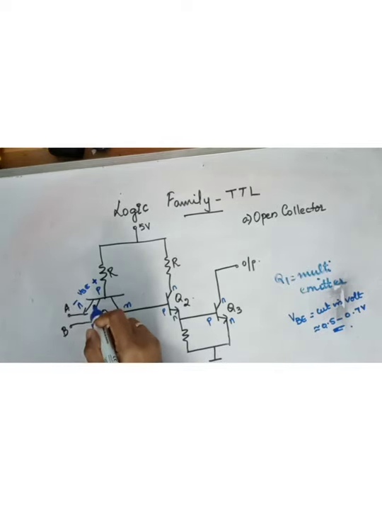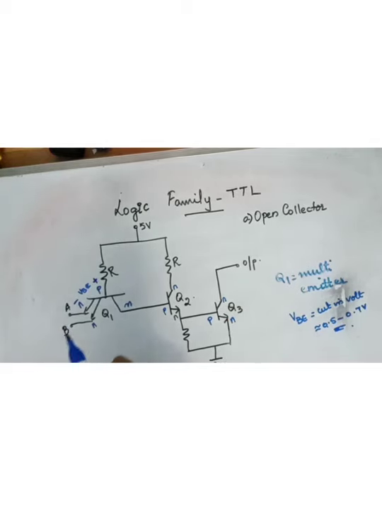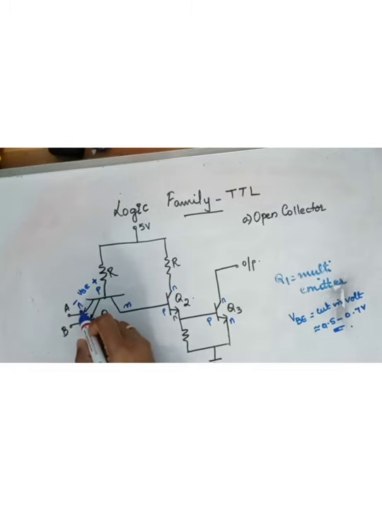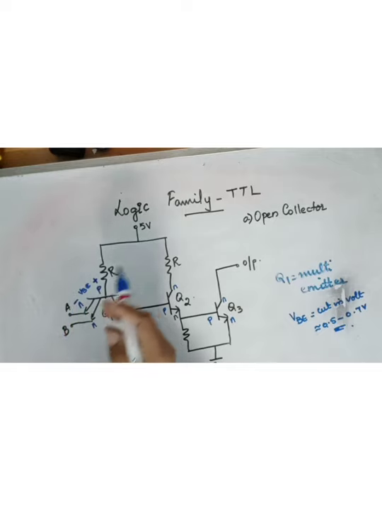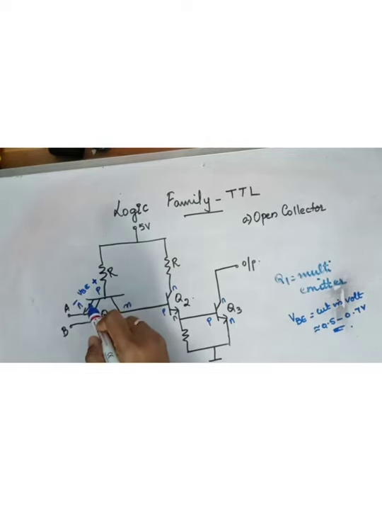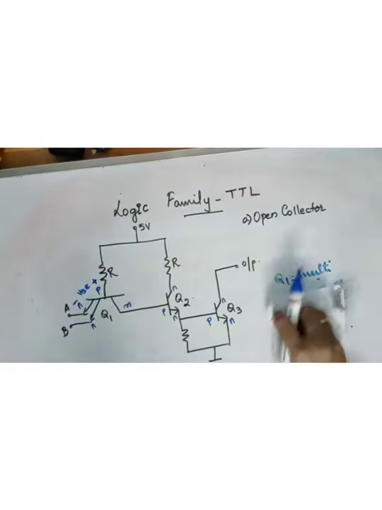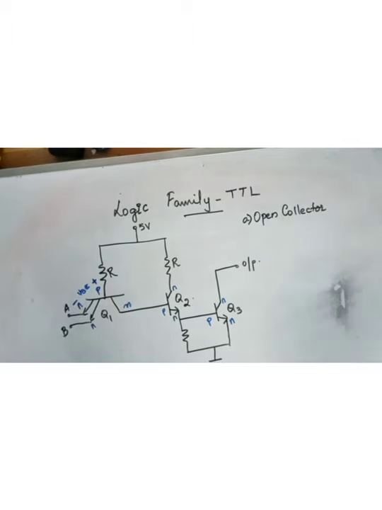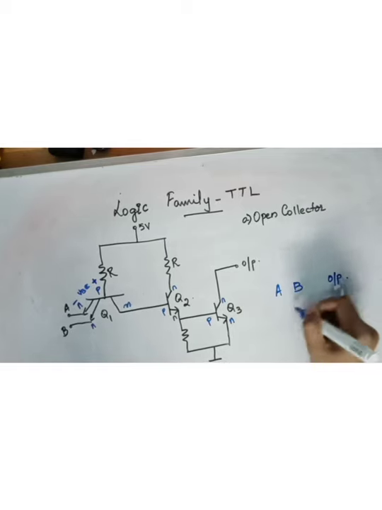So A or B, one of these should be a 0 because it's N. So a lower voltage should be connected to N than the base for this transistor to be on. So we'll think that A, B, and here you have the output. You'll just write all the combinations.